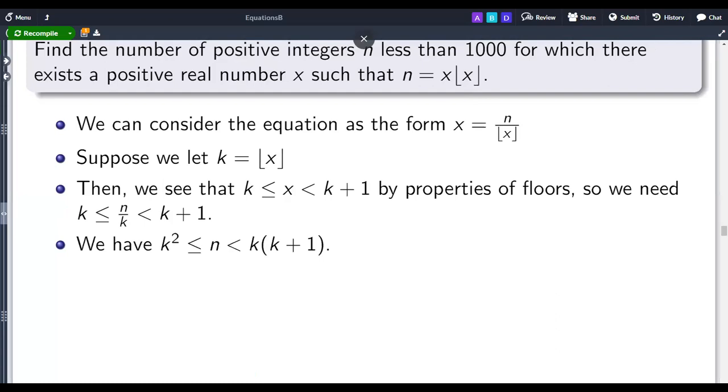Wait, you guys shouldn't be allowed to annotate. I thought I turned that off. No, it's fine. I just turned it off.